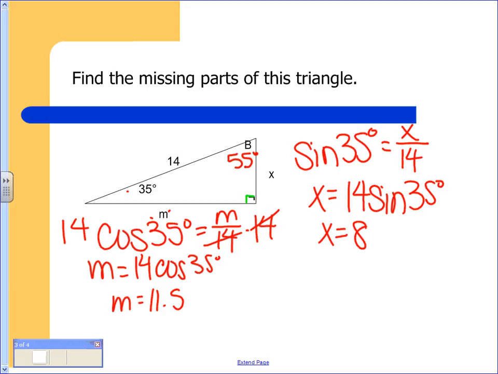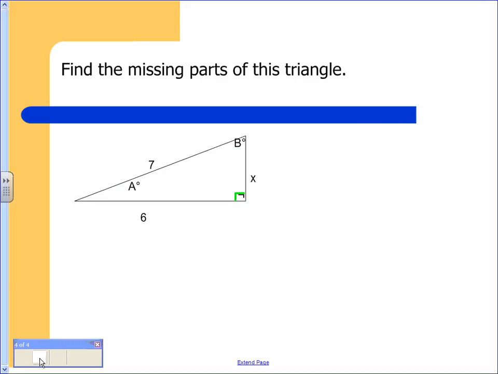Any questions on these? Y'all see how they work? Okay. See if you can find these by yourself. Try it by yourself. A and B. 7, 6, and x.